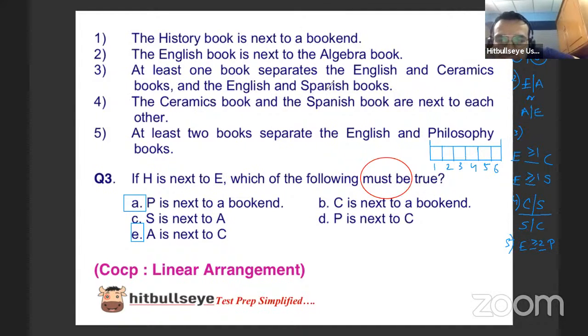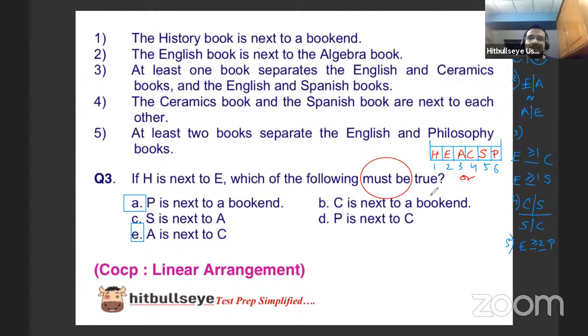So what do we have? First of all, we put the history book here, and H is next to E, so E will go over here, right? Now E is next to A, so let's put A here. What is left with us? C, S and P. E and C at least 1, E and S at least 1. So can we put C over here? Can we put S over here? And for E and P greater than or equal to 2, yes, P will come over here. This is one of the combinations we can have for our 6 books.